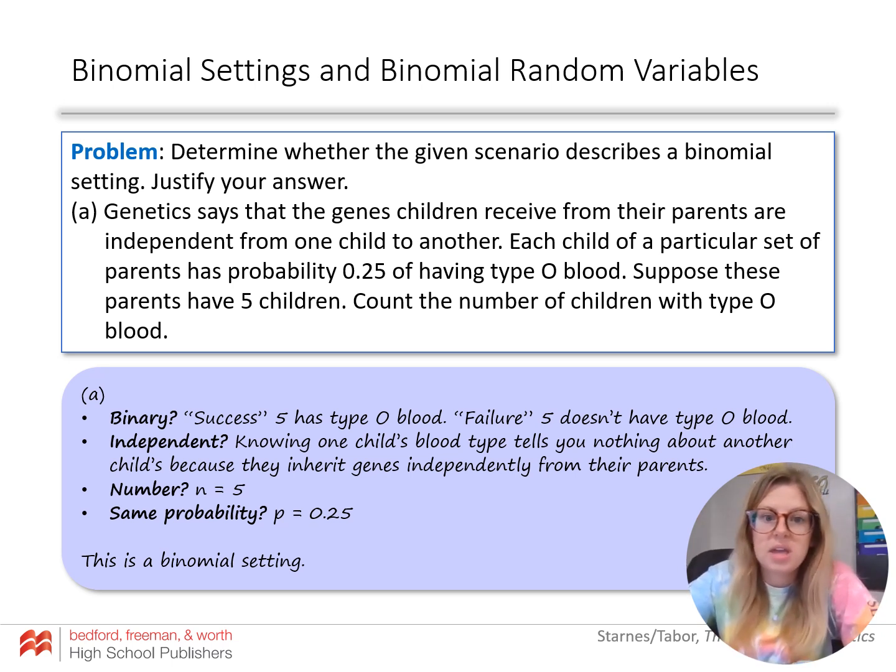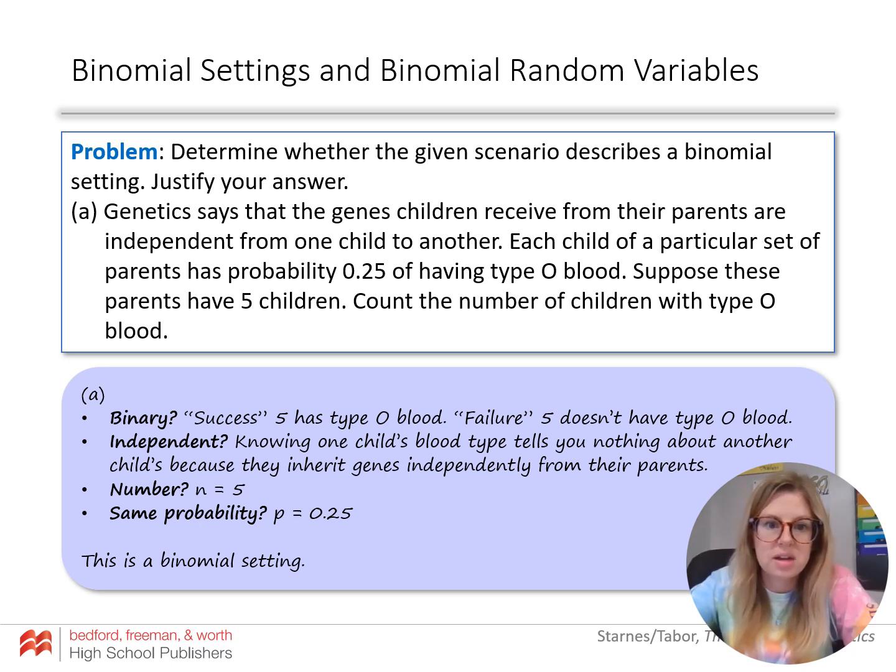The success would be having type O, and the failure would be not having type O. Okay, so we're not comparing type O to all the other types. We just want to know, do they have type O blood? So they either do or they don't, right? Can't have both. Therefore, they are also independent. It already said it in the problem, but knowing one child's blood type is not going to change whether the other child gets the blood type or not.